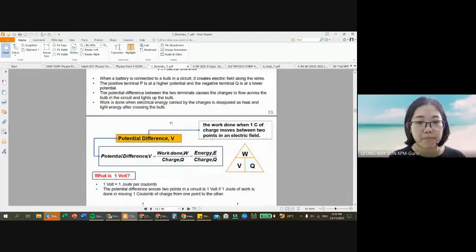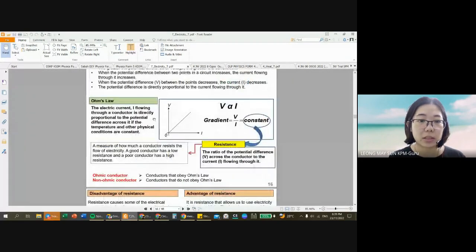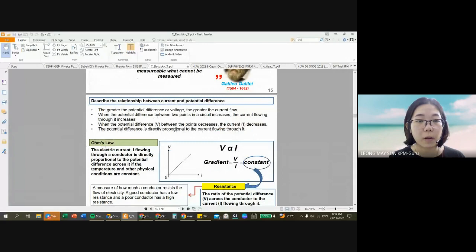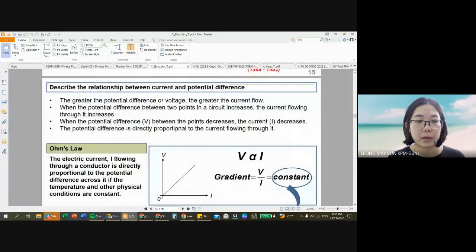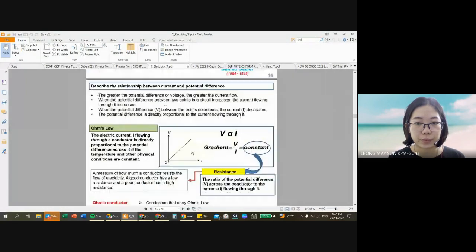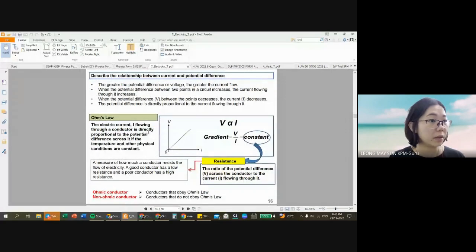The textbook didn't really mention Ohm's law, but I'm still going to teach you to recap what Ohm's law is. If you want this slide or want to screenshot it, ask me for it later. Ohm's law is something you learned in Form 3, but I'm mentioning it here because the first part of subtopic 3.2 tells you about ohmic conductors and non-ohmic conductors.